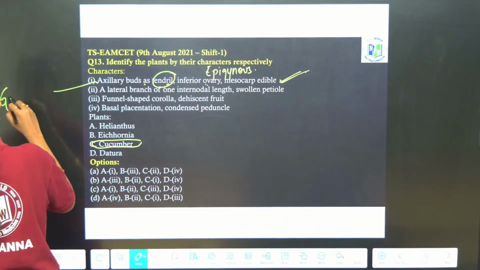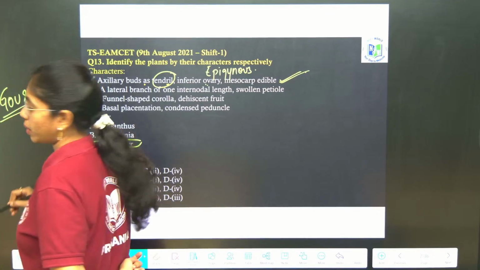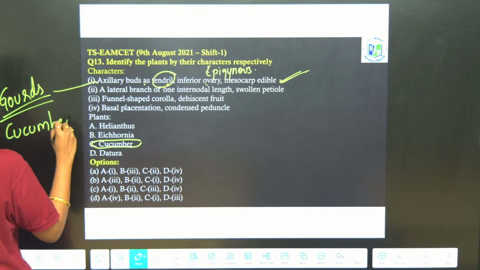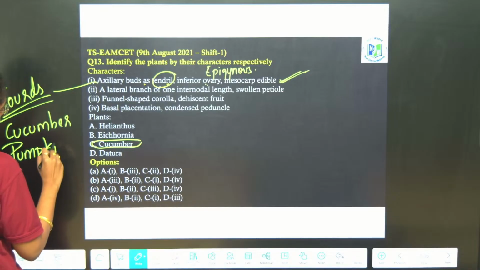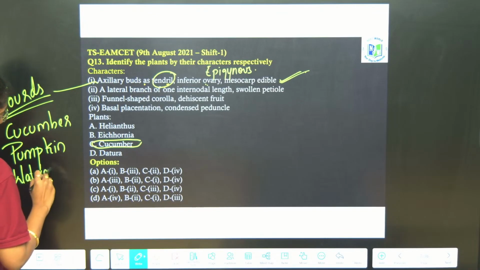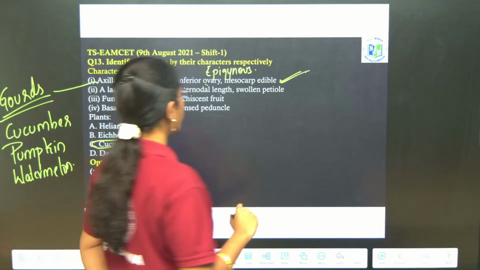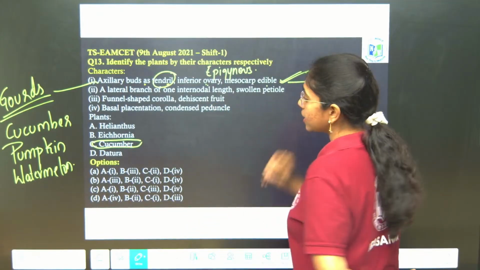This happens in gourds like cucumber, pumpkin and watermelon. Fine. So, here epigynous and inferior ovary, mesocarp edible. So, one you can take the option as C.